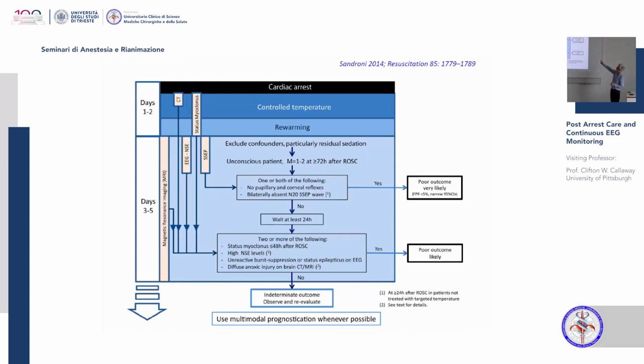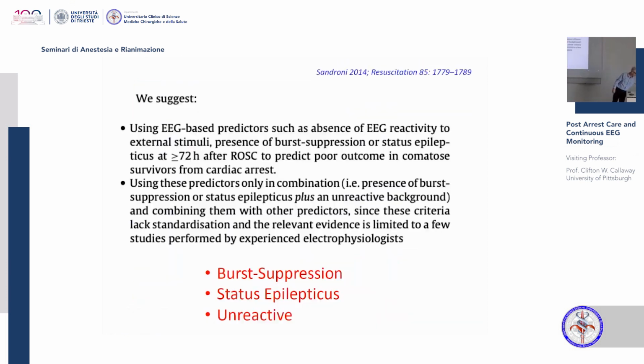We all are colleagues and we have very similar approaches. You examine the patient, you wait a period of time, you can do evoked potentials, you can look at EEG, and it actually has in there recommendations about the EEG, and it says that EEG-based predictors like burst suppression, status epilepticus, unreactive are associated with a poor outcome. So that's essentially that same 2013 definition of malignant EEG. It's in the guidelines.